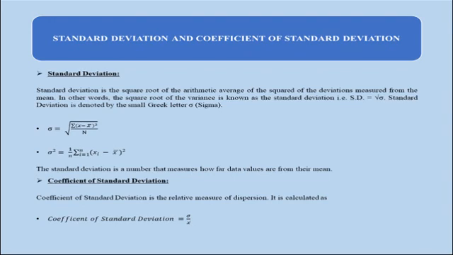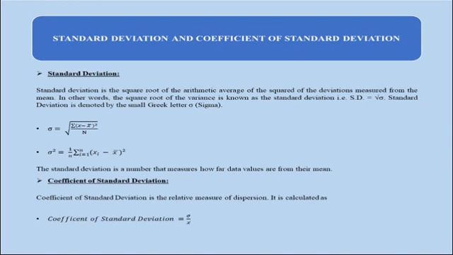Standard deviation is the square root of the arithmetic average of the squares of the deviations measured from the mean. In other words, the square root of the variance is known as standard deviation. Standard deviation is denoted by the small Greek letter sigma. The formula for calculating standard deviation is sigma equals under root summation (x minus x bar) raised to power 2 divided by n.